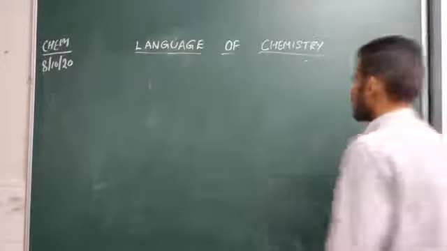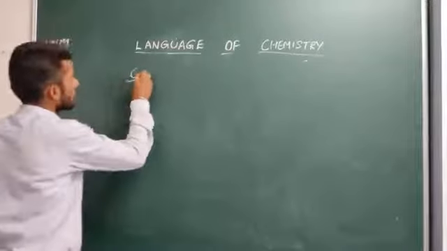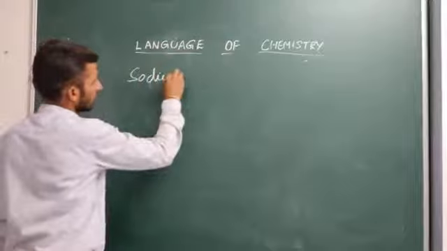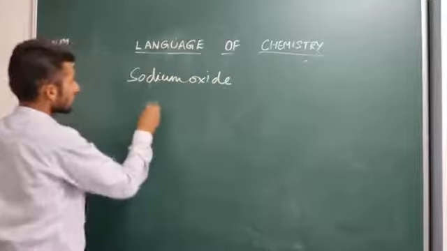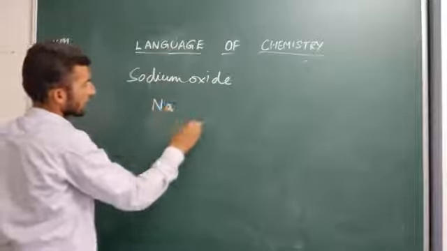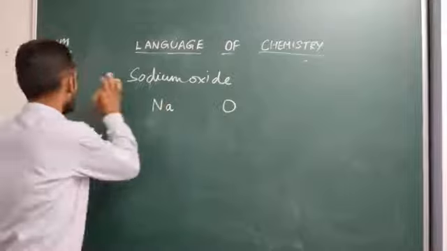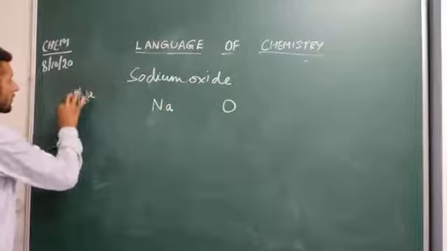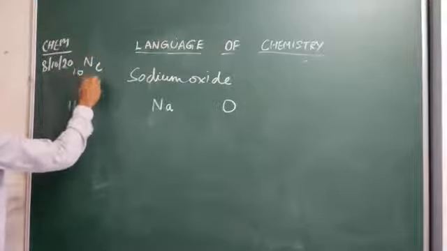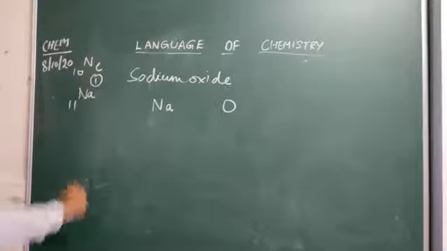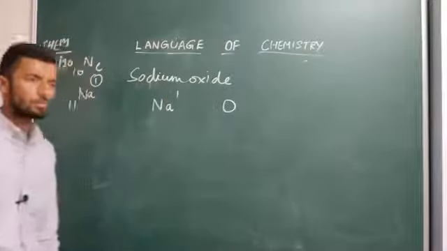Similarly, we can write the formula for many other compounds like sodium oxide. Another example is there. Sodium, we know the symbol is Na. Oxygen has the atomic symbol O. Sodium's atomic number is 11, and the nearest noble gas is neon. So the difference is 1, 11 minus 10, so that gives you the valency. Write the valency here in the form of a superscript.